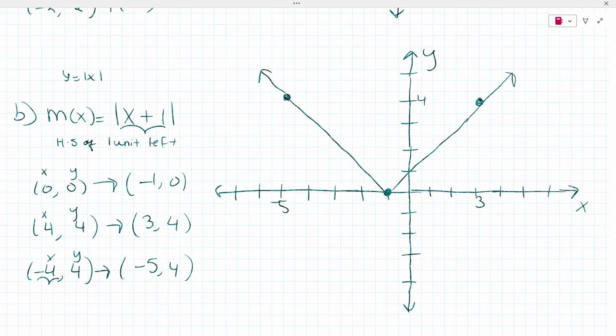Now, if all fails, you can always make a table. Just make sure you use x value 0 and some positive x values and some negative x values. Okay, that's it.